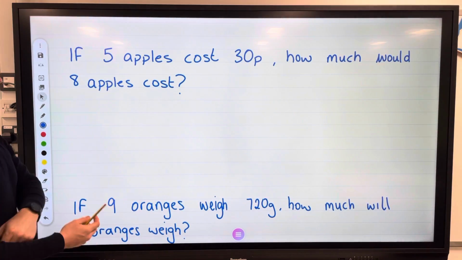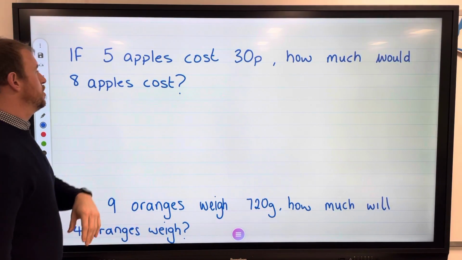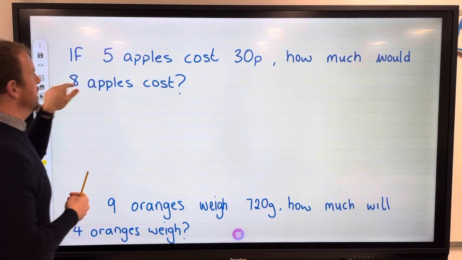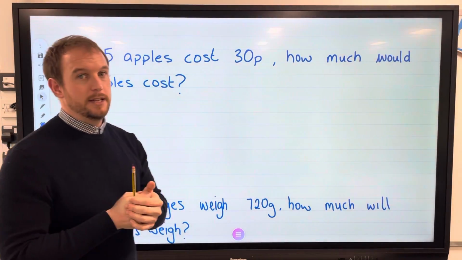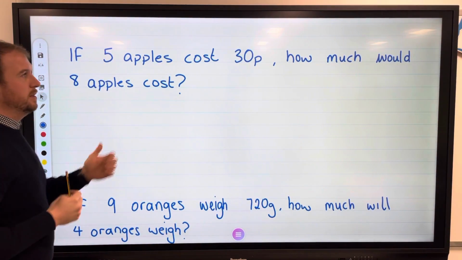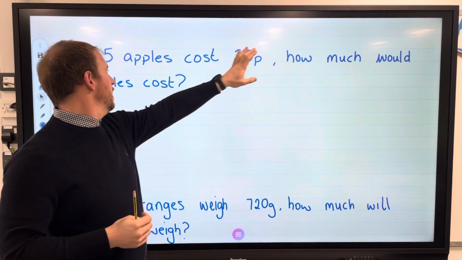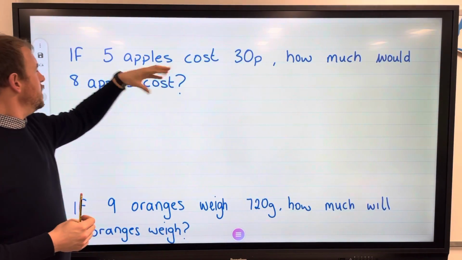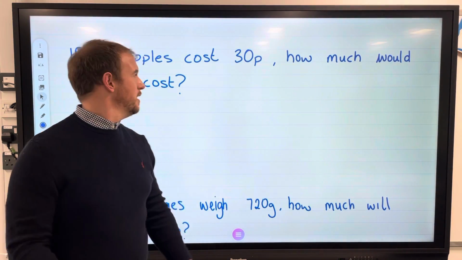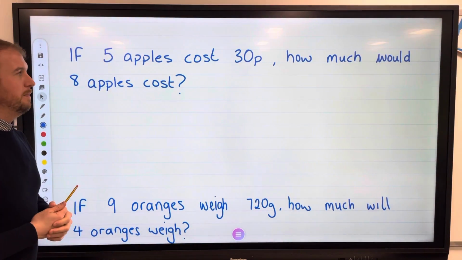So if 5 apples cost 30p, how much would 8 apples cost? Now there's no direct relationship between 5 and 8. If it was 10 apples, then obviously we could just double it. 5 was 30, and 10 would be 60p. Easy peasy. However, this one is a little bit more difficult.